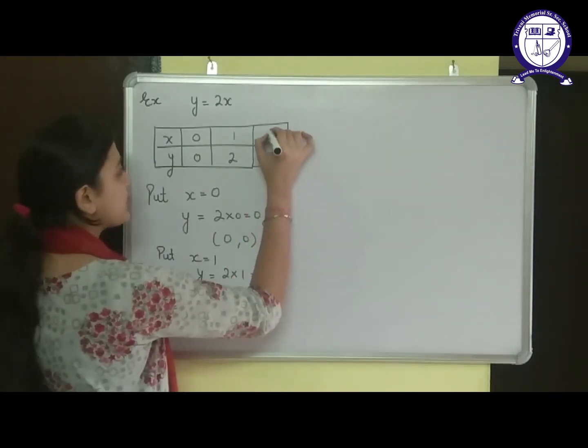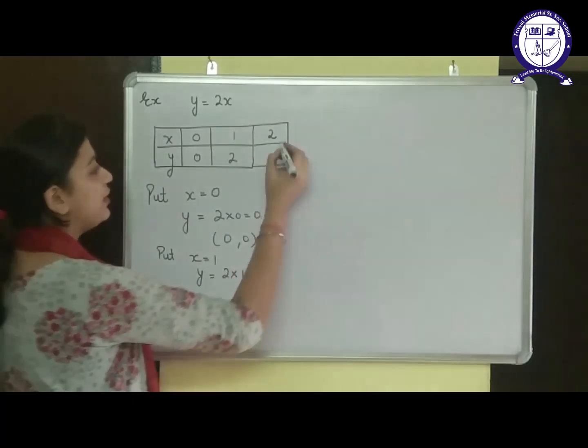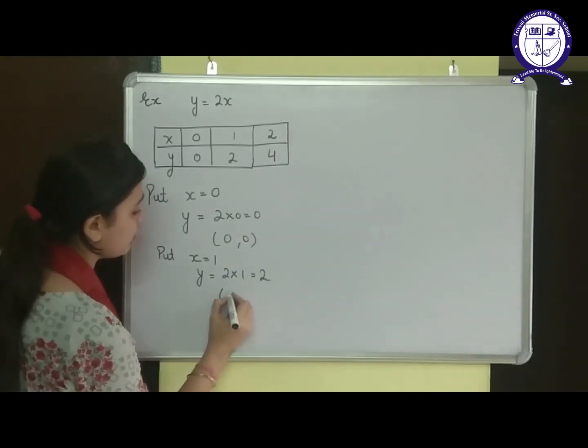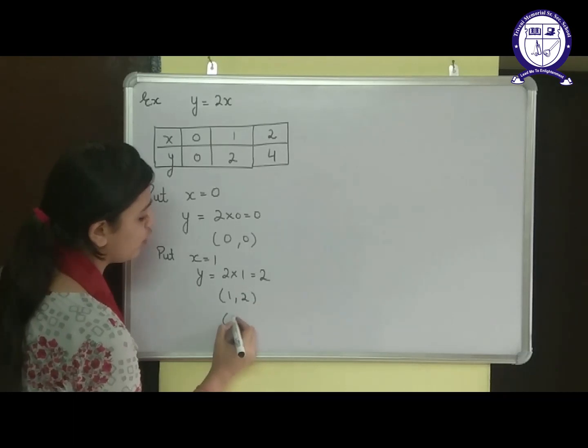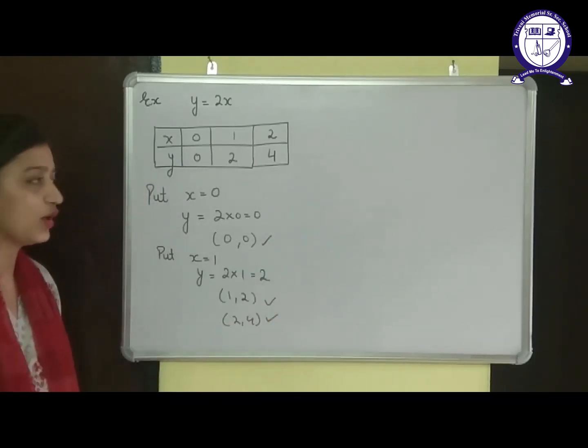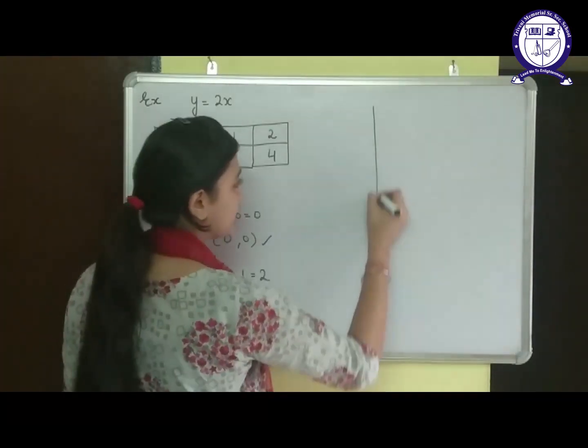So suppose x equals to 2, so my y will be equal to 4. So I have 1, 2 and 2, 4. I need to plot these 3 points. Okay. First of all, my coordinate system.